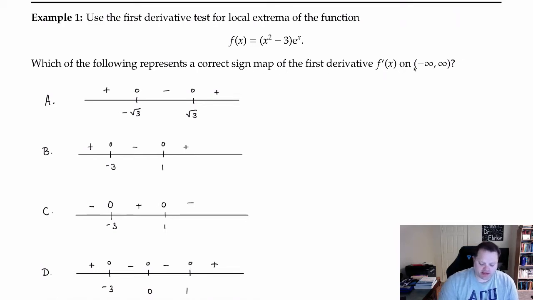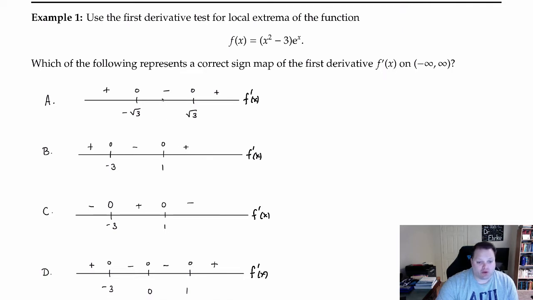What that means is each of these is the first derivative, so the values on here are the first derivative values. And so the idea is, just looking at A says that the function f's derivative is 0 at negative square root 3 and positive square root 3. So if you pick A, I'm telling you that the critical points of this function are plus and minus root 3. If you pick B, I'm telling you the critical points are negative 3 and 1. C, I'm telling you negative 3 and 1. D, I'm telling you negative 3, 0 and 1.